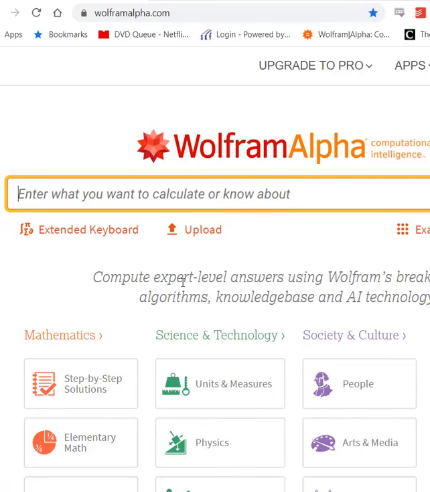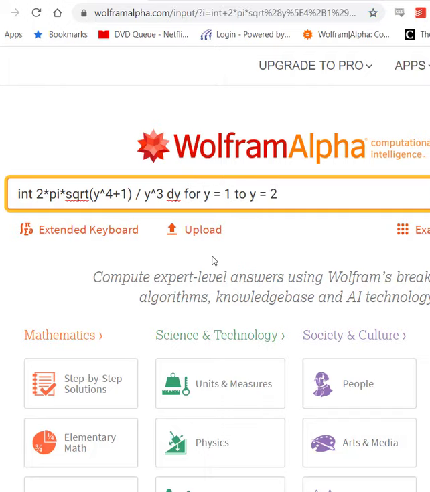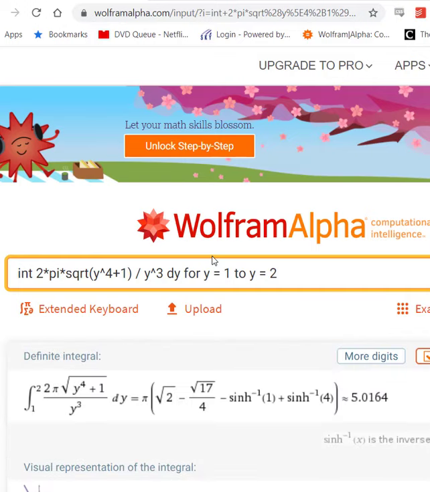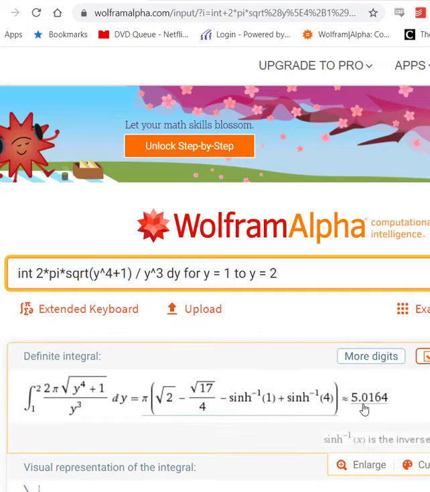Okay, I think I have the screen set up so that you can see the Wolfram Alpha entry line. I've taken away the integral, but I'm going to type it in, and then we can flip back to it if we need. The integral we're going to do is 2 times pi times the square root of y to the fourth plus 1 over y cubed. That was all one big giant term, dy. And for y equals 1 to y equals 2. And we'll just check to make sure that it interpreted that properly. And it did. And it turns out it's about 5.